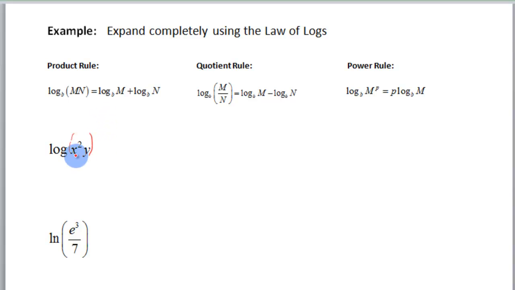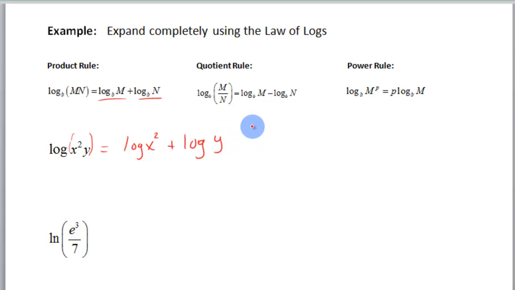Alright, I see a product in here, so I'm going to use the product rule. Things that are being multiplied together are split up as a sum like this. So the m is on the inside and the n is on the inside, multiplied together, and I split it up as two separate logs. So the first step is to split them up that way: log of x squared plus log of y.